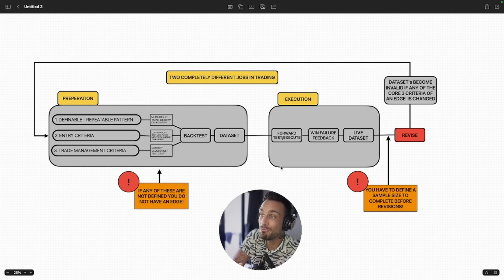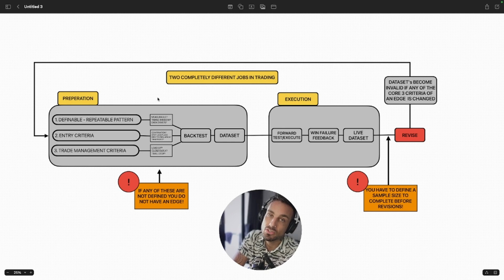You don't want to revise when you've just had a failure today and things didn't work out and there was a unique thing that you've seen, or maybe there's another pattern that you really want to jump in, so now you've added another entry model into your system without doing any backtesting on it. The revision has to come when you've met your sample size. And the minute we've changed any of our edge criteria that we first developed, we now have to create a new edge.